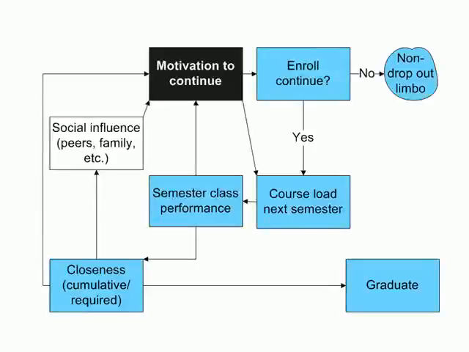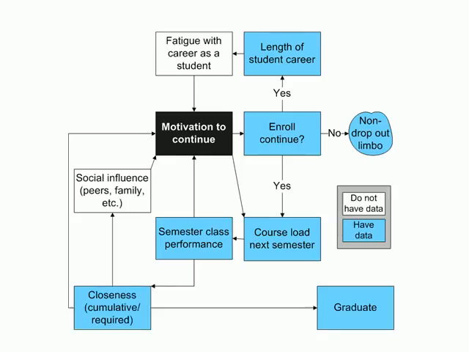Performance also affects how close the student is to graduating. If the student has accumulated enough credits, he or she leaves the school as a graduate. If the student does not have enough credits, performance affects his or her motivation to enroll for the next semester. Closeness to graduation also has an effect on social influence from friends and family, which in turn affects motivation. As the whole process unfolds, the length of a person's student career creates a fatigue effect, which in turn also affects motivation. This is the static model that we cast into executable form.